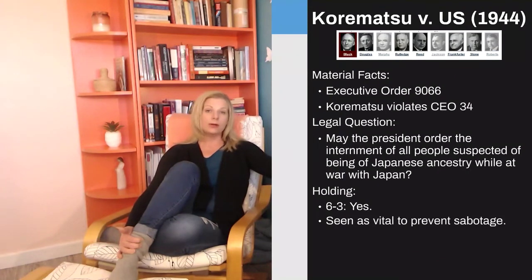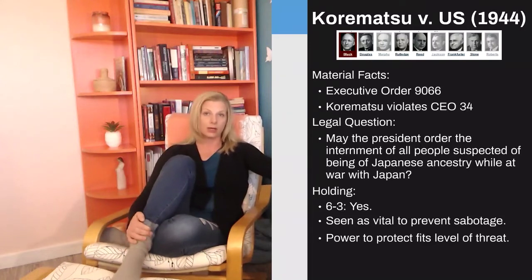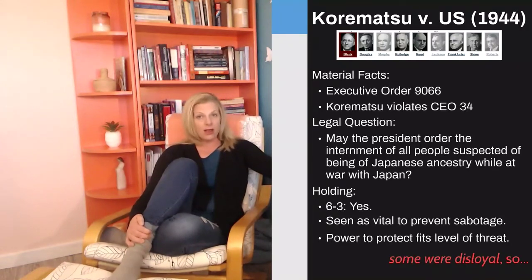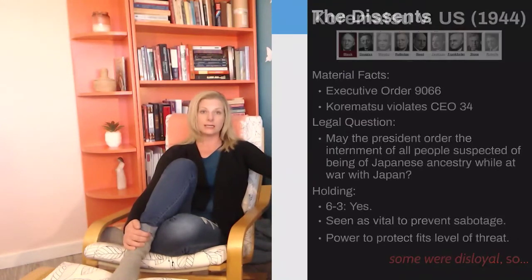The court noted that this was seen at the time as being vital to prevent sabotage. And they argued that the president has to have the power to protect that fits the level of the threat that the country is facing. And they argued that there was some evidence that some Japanese Americans might have been disloyal, and so for that reason, I guess they thought that this was acceptable. Now, we had 3 dissents in this case.